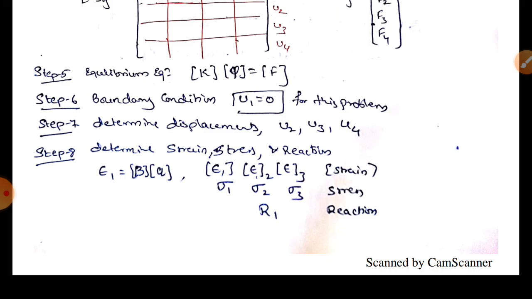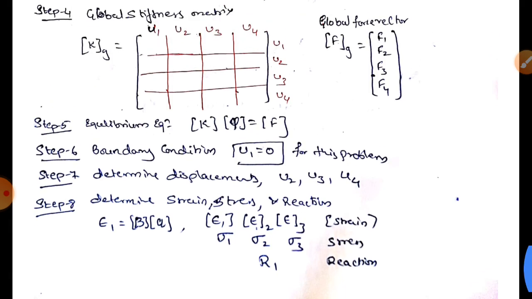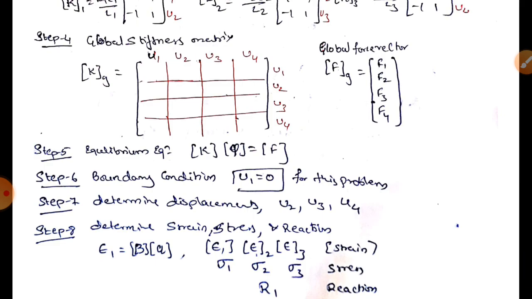And to calculate the reaction, in K into Q, the step 5, you will have this R1 available. Multiply the first row with U1, U2, U3, U4, you will get R1.